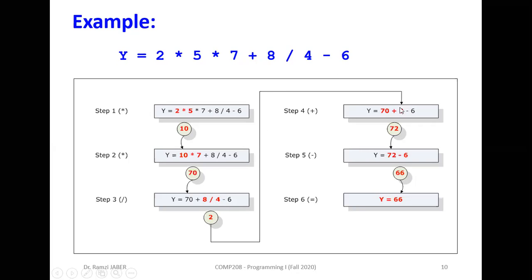Okay? Then we have plus and minus. So we start from left to right. The plus is before minus, so we start with plus. So 70 plus 2 is 72, minus 6 will be 66. So this solution is solved in 6 steps. For these 6 steps, you get the full point of this question.